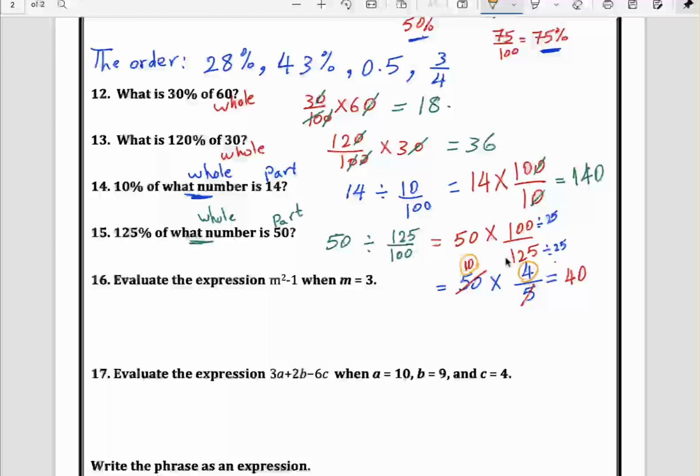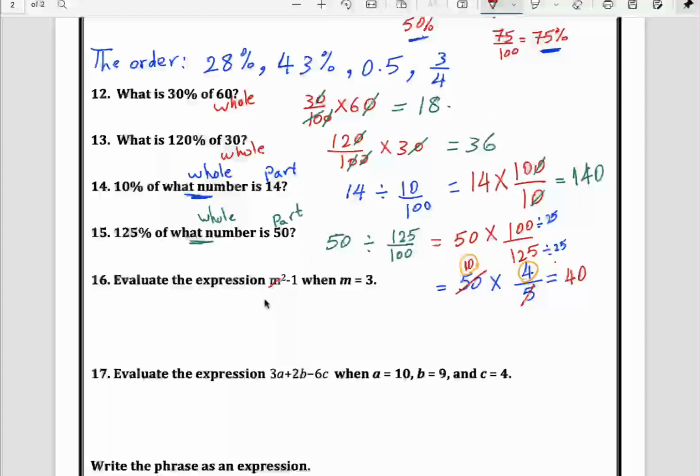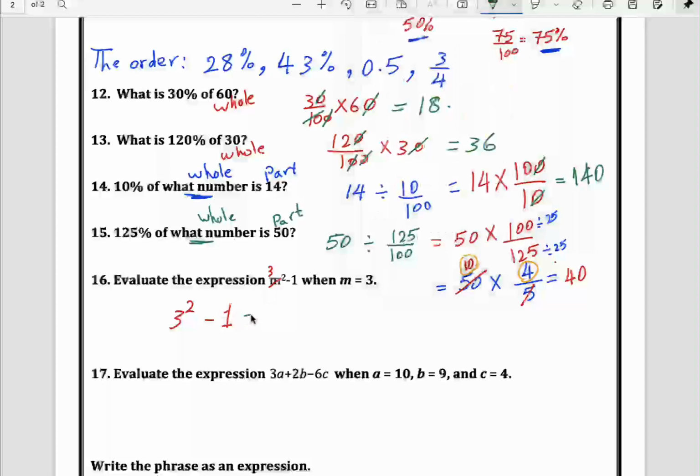Okay, now question 16. Evaluate the expression m squared minus 1 when m equals 3. So what I will do here, I will just substitute 3 for the m. So it will be 3 squared minus 1. 3 squared means 3 times 3, which is 9, minus 1. So it will be 8.